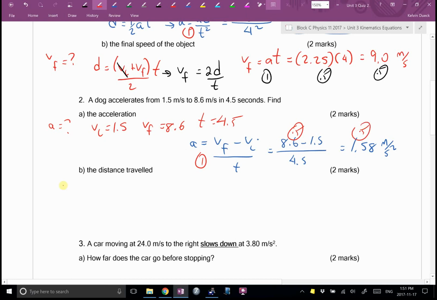Distance traveled. I'm good with that too. Yep. Sorry, 1.57 repeating? Absolutely. I forgot to say that one. Usually I mention that one too.